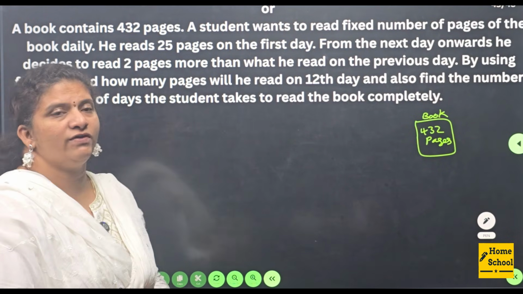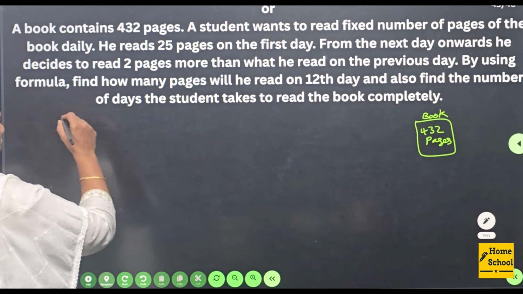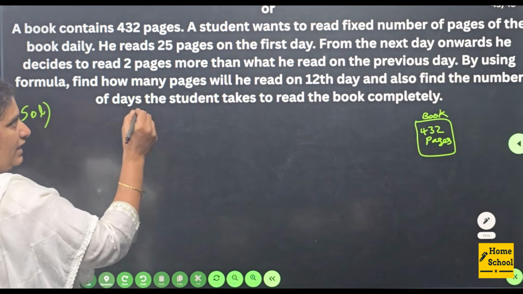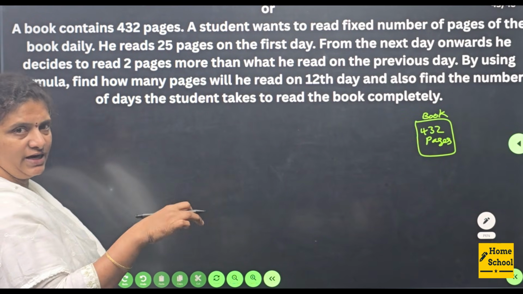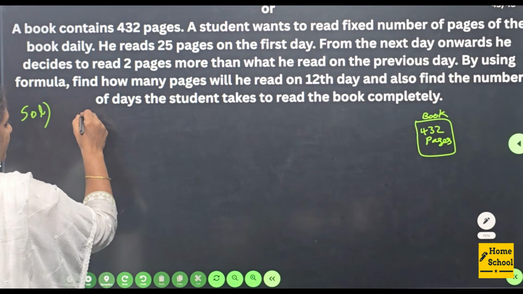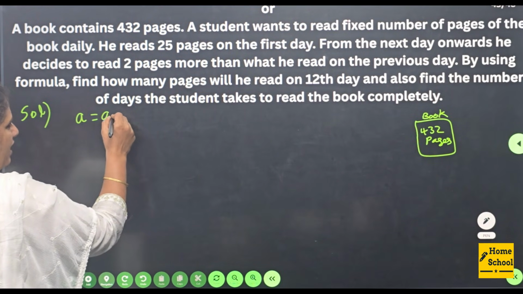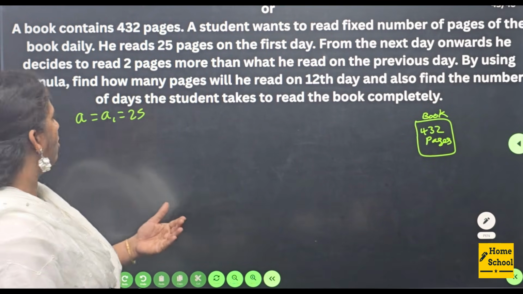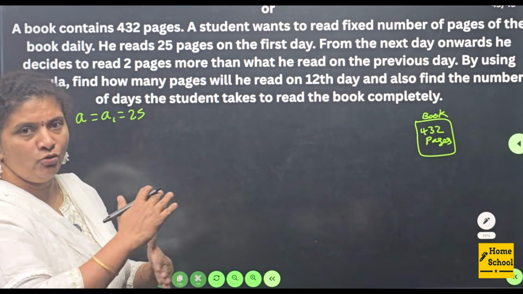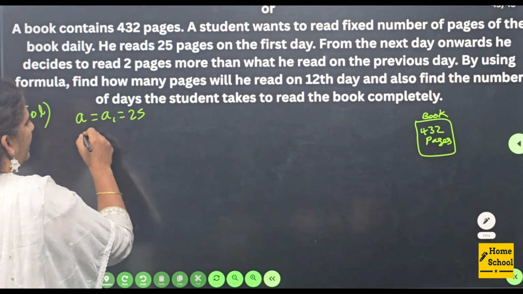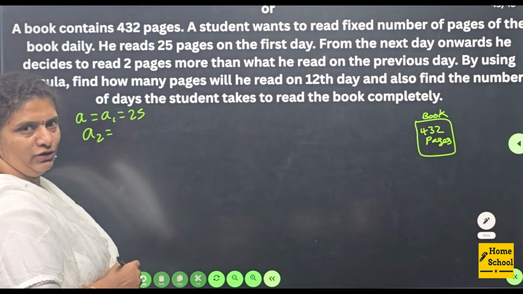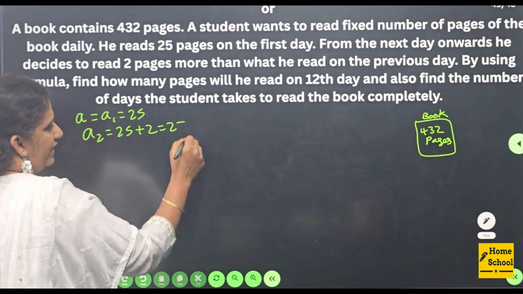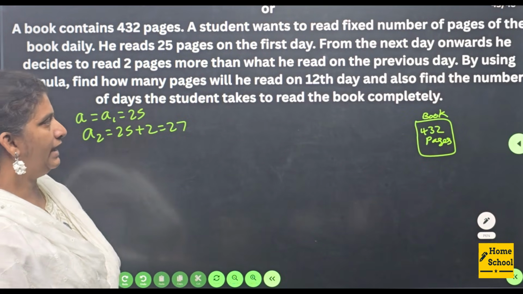He reads 25 pages on the first day. Student is a he, right? A student reads on the first day. How many pages does he read? 25. Let us assume it as first term a1. First day is equal to 25 pages. From the next day onwards, he decides to read 2 more pages. That means the second day, I'll take it as a2: 25 pages plus 2 extra. That means 27 he reads on the second day.